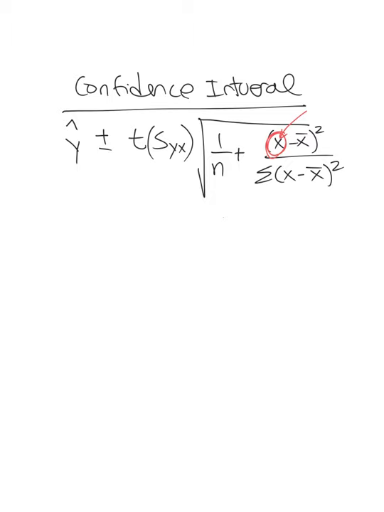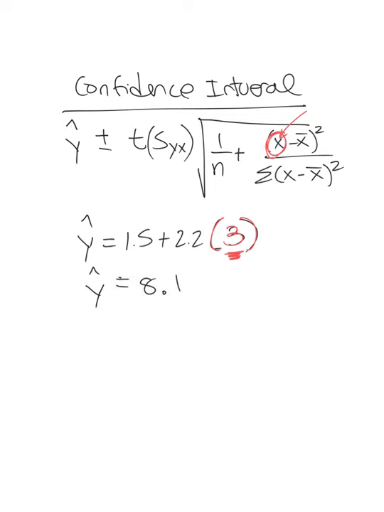First, we have to find y hat using our regression equation. So y hat is equal to 1.5 plus 2.2 times 3. We're trying to see what the amount of sales is if ad expense is 3. We find that y hat in this case is equal to 8.1. So anytime you spend $3 million on advertising, you expect on average sales revenue of 8.1 million.